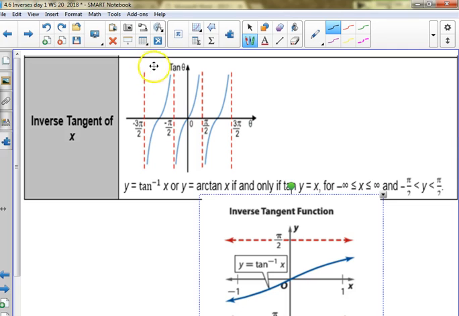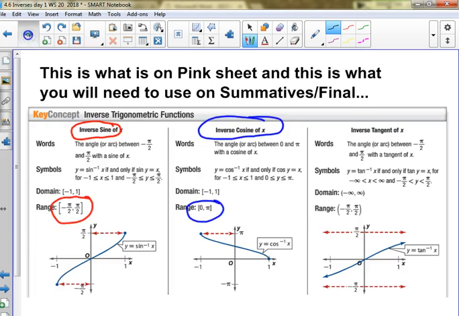So the restricted value is going to be negative pi over 2 to pi over 2. But there's a problem. It has an asymptote, so can you ever actually say pi over 2 or negative pi over 2? No. Look on your pink sheet. Do you see the difference? What's different on the pink sheet between this one and sine? Yes, this is including, this is not, okay? This is including the answers. I'm probably not going to put that on a quiz for tangent, okay?